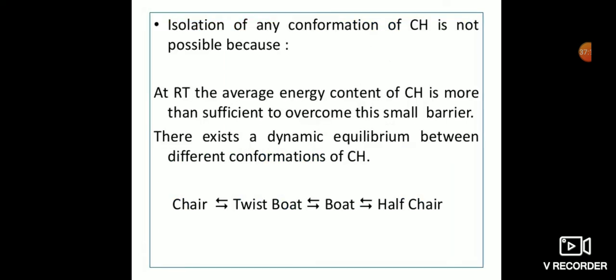Now we see the next slide. Isolation of any conformation of cyclohexane is not possible because at room temperature the average energy content of cyclohexane is more than sufficient to overcome this small barrier. There exists a dynamic equilibrium between different conformations of cyclohexane.